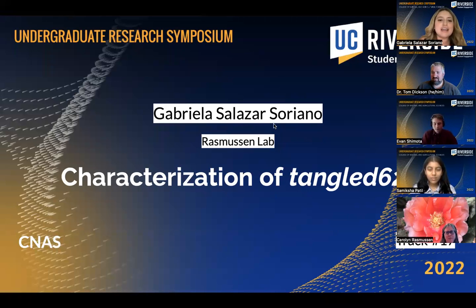Hi, everyone. I'm a fourth year biology major. After I graduate from my undergrad, I'm going to go on and pursue my PhD in plant bio here at UCR. And currently, I'm under the Rasmussen lab. And today, I'll be presenting on the characterization of Tangled 62.